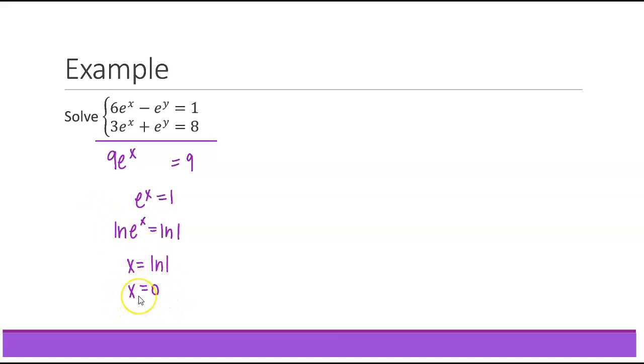So we have one x value, and we need to find the corresponding y value to write out our coordinate point. Well, we can plug x equals 0 into either equation, and again, I would say either one is equally as difficult to plug x equals 0 into. So we'll go ahead and plug it into the top equation. If I let x equal 0, I'll have 6e to the 0 minus e to the y is equal to 1. Well, as we said, anything to the 0 is 1, so I have 6 minus e to the y is equal to 1. I'll subtract the 6 to the other side. Negative e to the y is equal to negative 5.